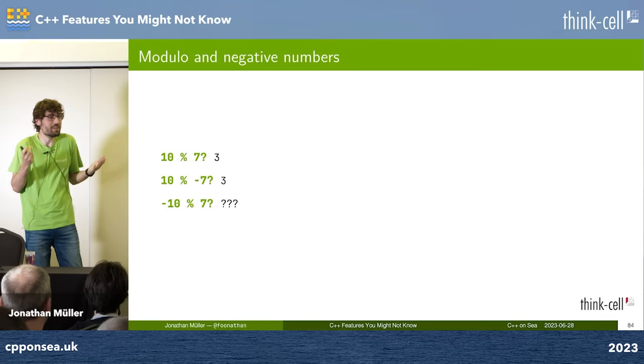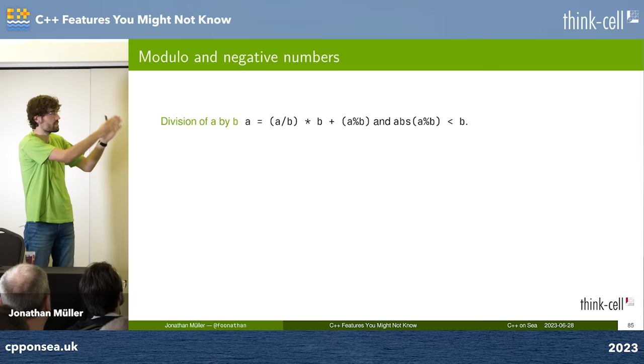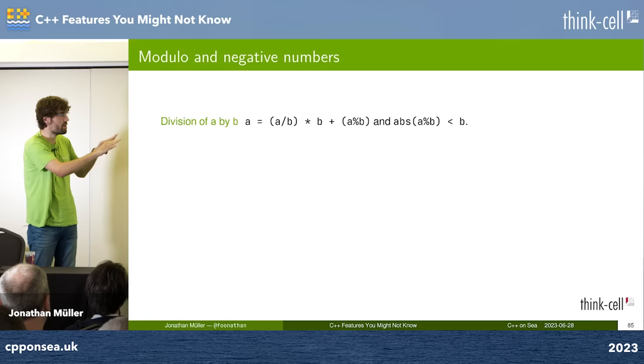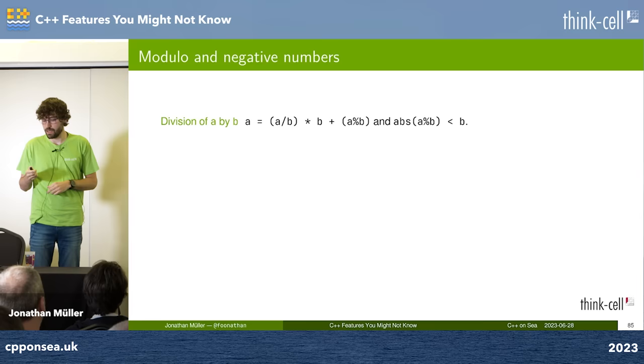And so the division formula needs to satisfy that equation. You divide A by B, and then you can reconstruct A using division and modulo, and the absolute value of A modulo B is less than B. Right? That's all the guarantees the standard makes. But that's not enough to uniquely identify the sign of A modulo B. And it all depends on how A divided by B is rounded.